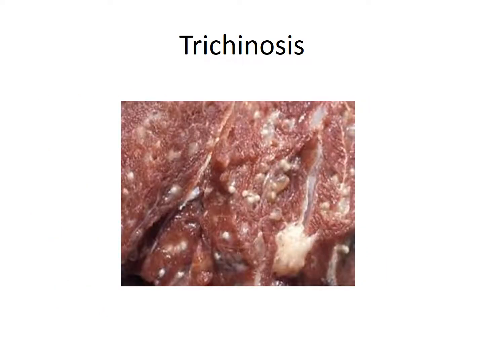And not to gross you out, but this is a piece of meat, and you can see all the white areas. Those are all worms of the trichinosis that are embedded within the meat.